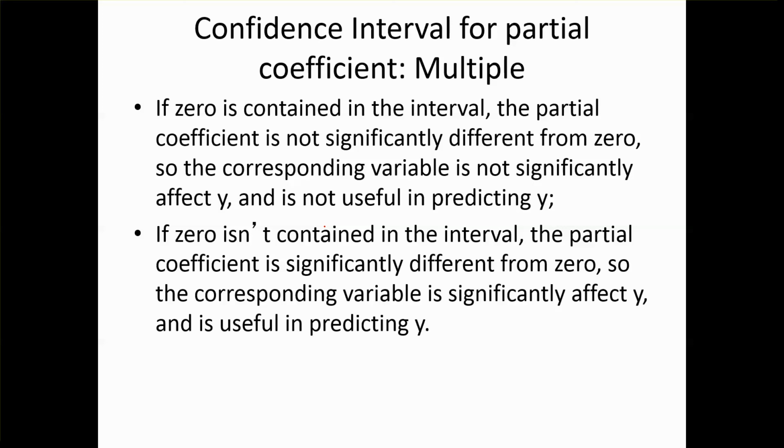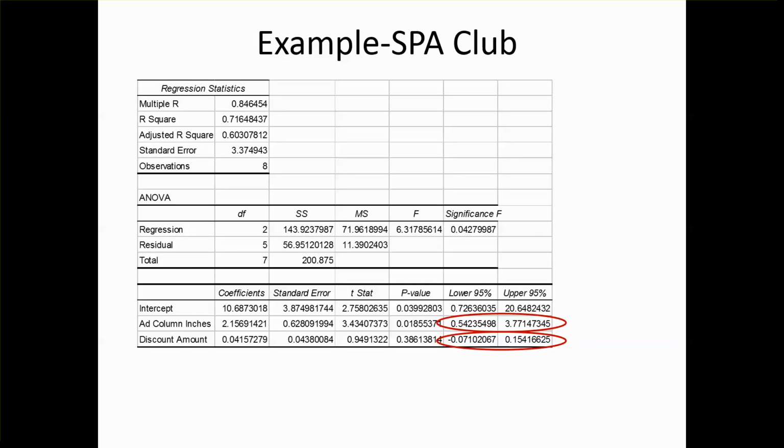The reason we just look at whether 0 is contained or not is that if 0 is contained, we have a certain percentage of confidence to believe that beta can be 0. If beta is 0, obviously the corresponding independent variable will not have impact on our dependent variable y. So let's look at our SPAR club example.